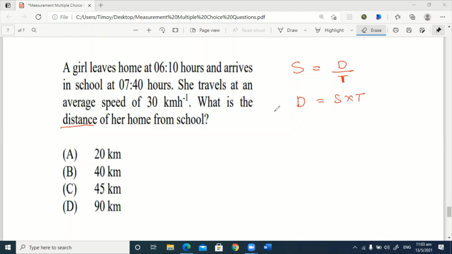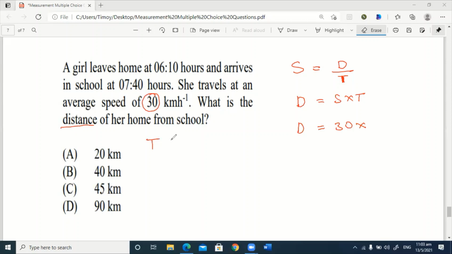Right? What do we know about this question? We know we want to find the distance. Are we given the speed? Yes, that is given. The speed is given as 30. So that's going to be 30 times whatever the time is. Are we given the time? We are not given the time, but we are given the time period. So we can use the time period to determine the actual time.